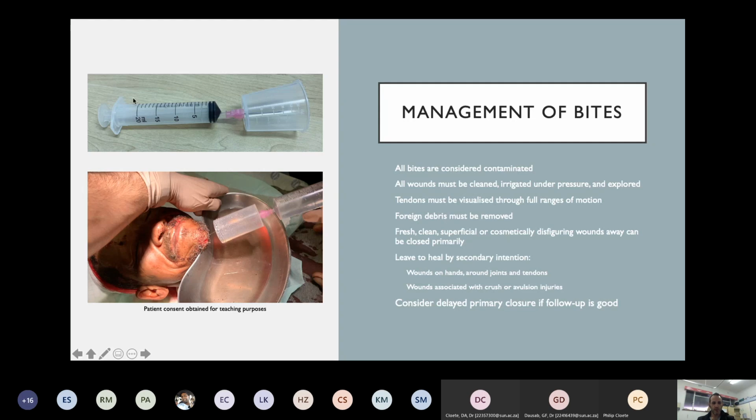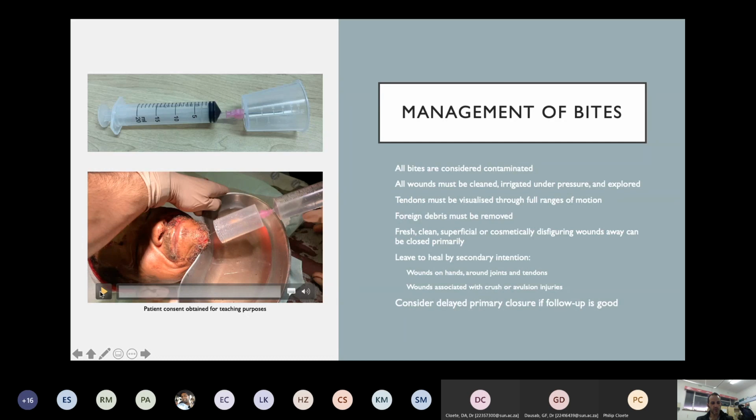What I've used to irrigate wounds is a 20 ml or 50 ml syringe with a 20 gauge or an 18 gauge needle, bigger the better. The syringe for volume, the needle for pressure. And this is a medicine cup I've just poked a hole in the back, and that acts as a splash guard. You can also use a sputum container as a splash guard.